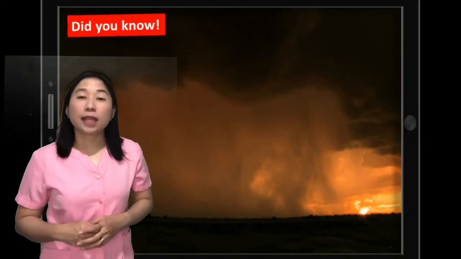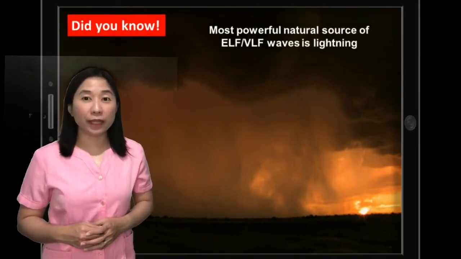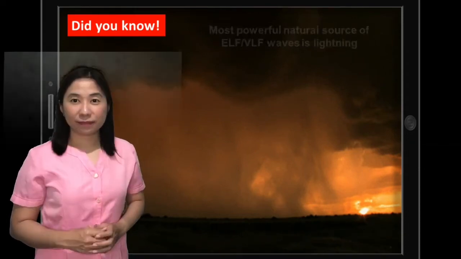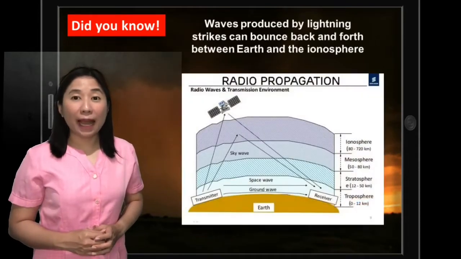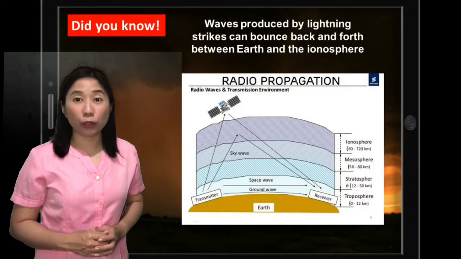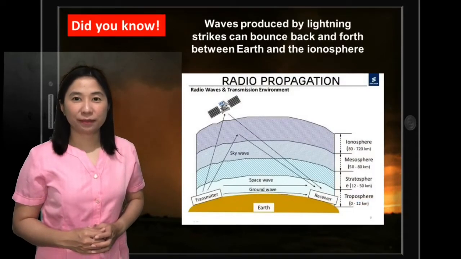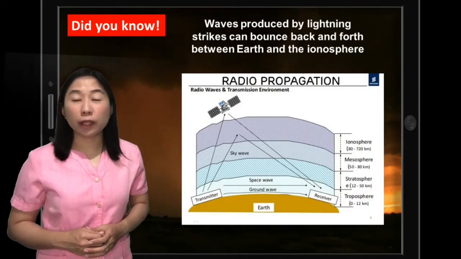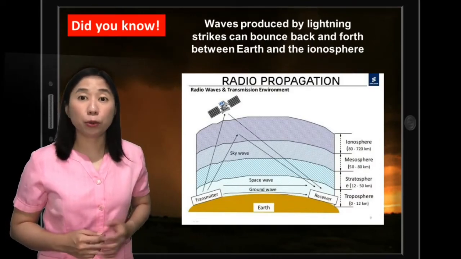Did you know? The most powerful natural source of ELF or VLF waves is lightning. The waves produced by lightning can bounce back and forth between Earth and the ionosphere. These lightning disturbances can distort important radio signals traveling to satellites.